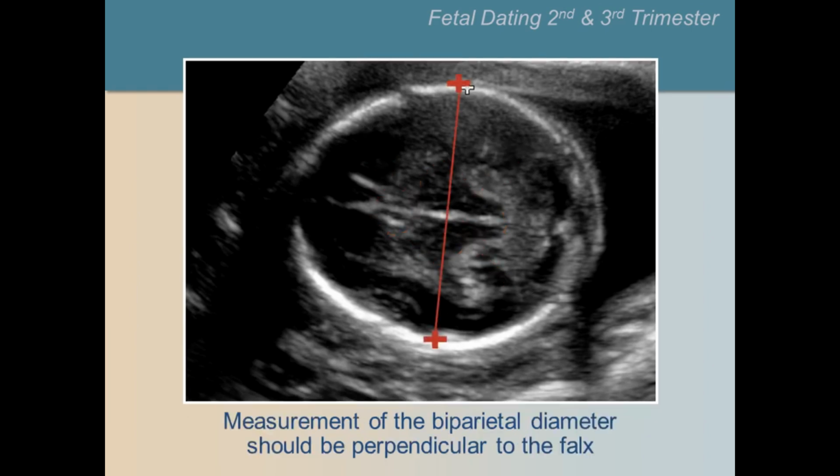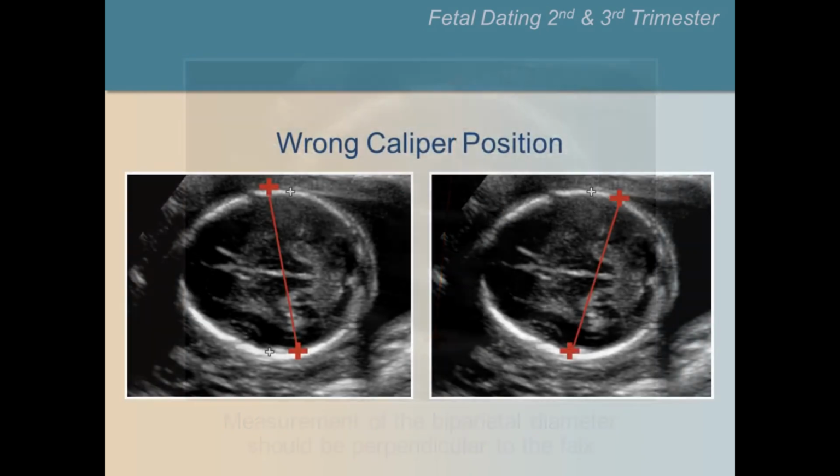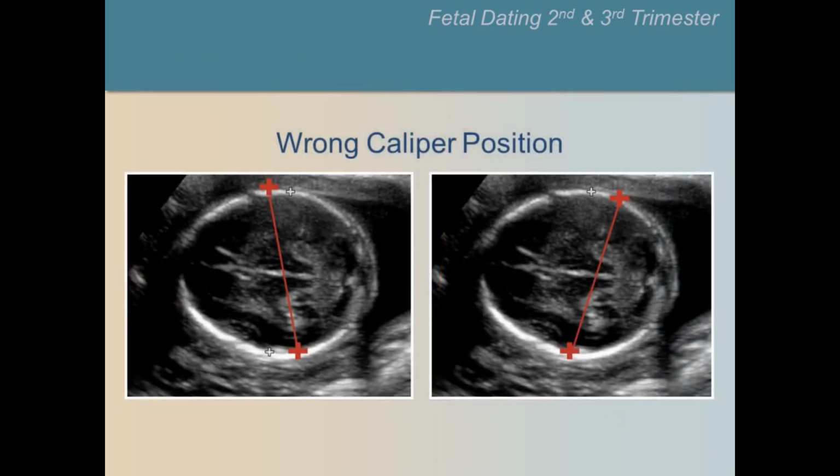The line between the two calipers should be perpendicular to the falx at the widest portion of the skull. In these measurements, the lines between the calipers are not perpendicular to the falx. The measurements will be incorrect.